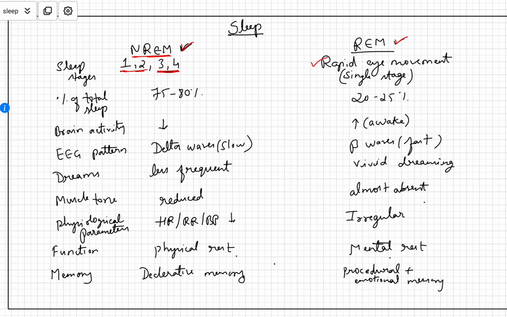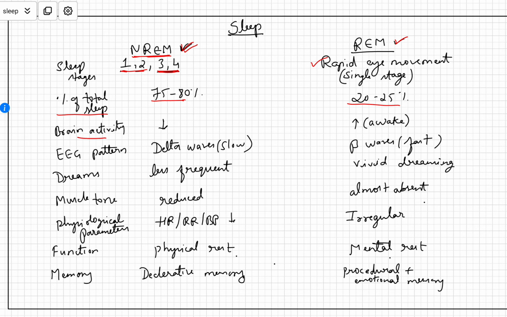And if you see throughout the night, if a person is sleeping for about 7 to 8 hours, and you consider the different phases percentage-wise, out of the total 8 hours, 75 to 80% of the time is spent in the NREM stage. The remaining 20 to 25% the person spends in REM sleep.